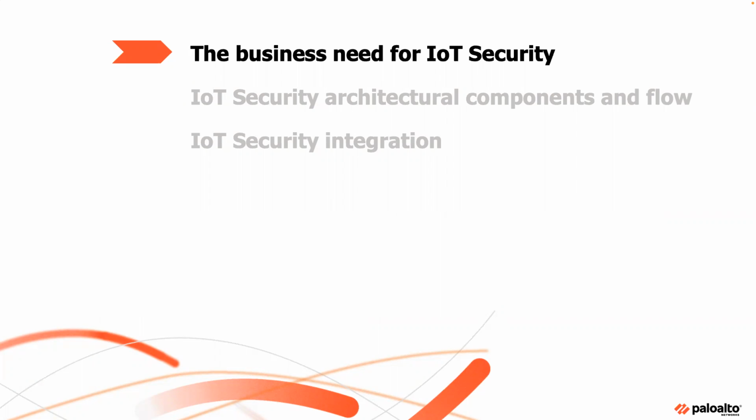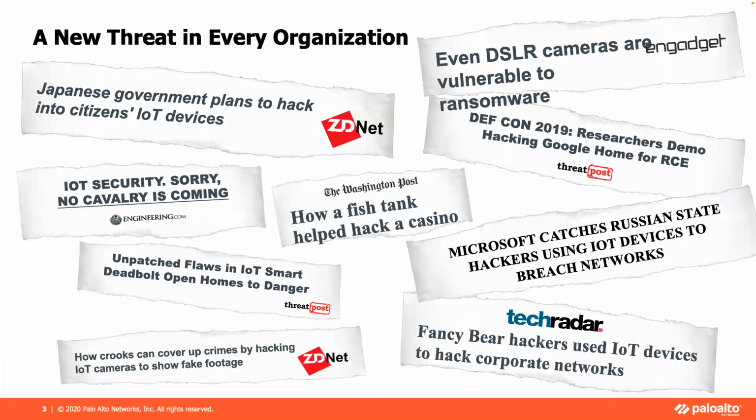So why do we need IoT security? The Internet of Things: card swipers, security cameras, and if you work in a hospital environment, things like smart devices for IV tubes. Why do you need that? Well, it's because those things are vulnerable.